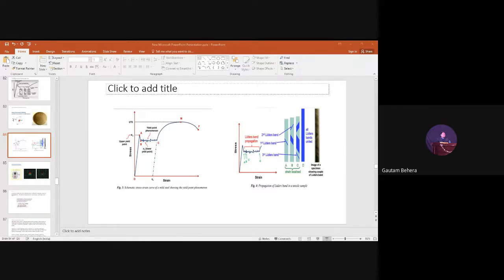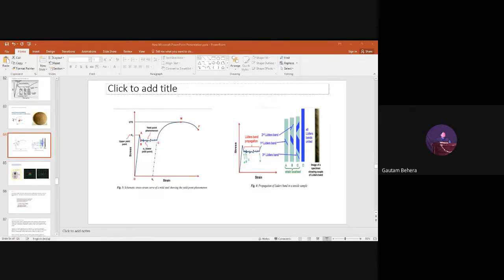But again, we can see many serrations here, right? This is called the yield point phenomenon. This part is called yield elongation. From here to here, it is called yield elongation, or some people call it Luder extension. So here you can see there is a rise and there is a drop in the yield stresses.